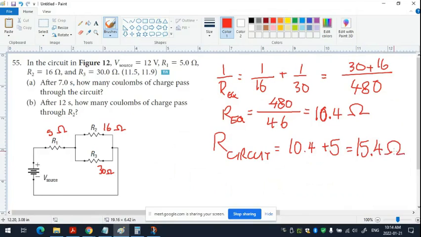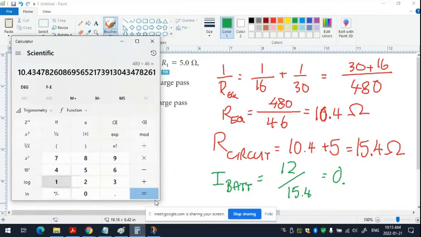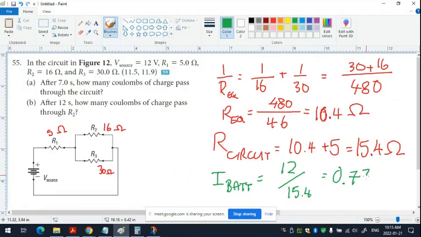Guys, so now you know what? You know the voltage of the whole circuit and you know the resistance of the whole circuit. What can you calculate? The current of the whole circuit, which is really the current through the what? Or coming from the what? Coming from the battery. Perfect. So I battery equals 12 divided by 15.4, which is slightly less than 0.8. 0.779 amps.